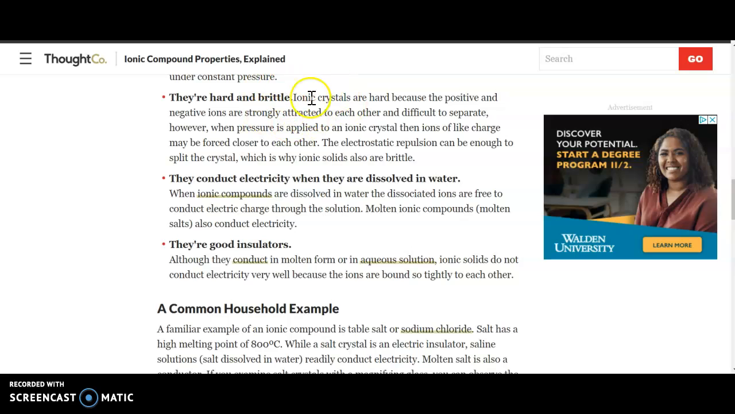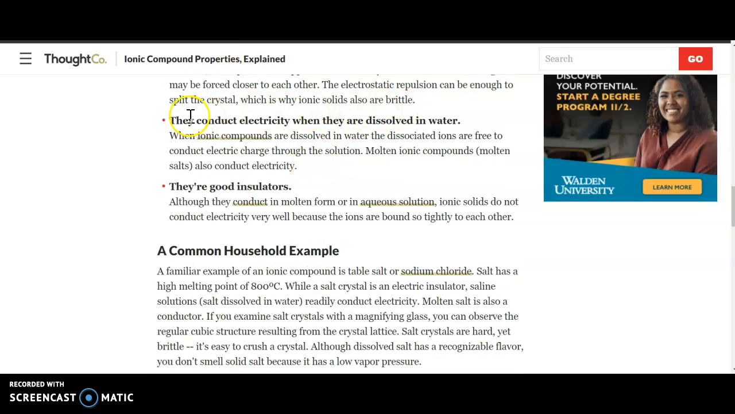They are hard and they are brittle. Thinking of crystals or, again, salts. So salt, you can break salt relatively easily. They conduct electricity when they are dissolved in water. So that means they are soluble. When they dissolve in water, the ions dissociate. So that means they come free and they're a positive and negatively charged ion in the solution or in the water.